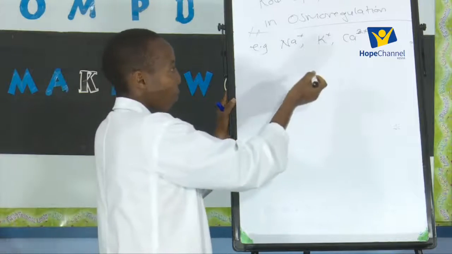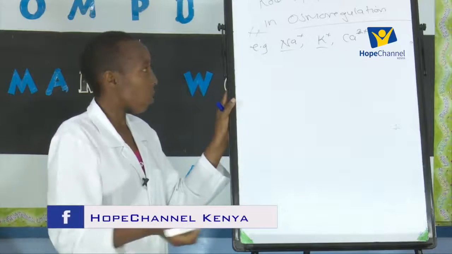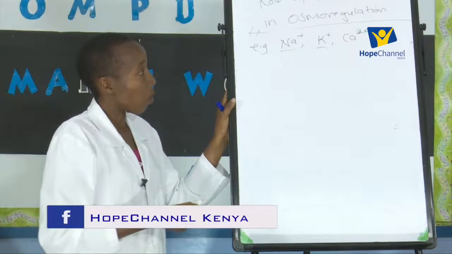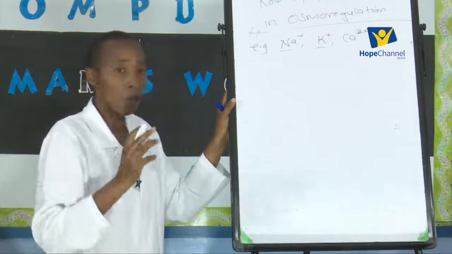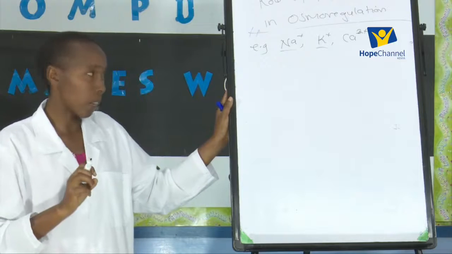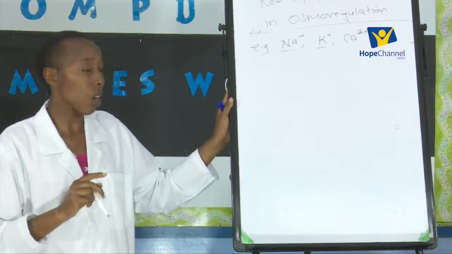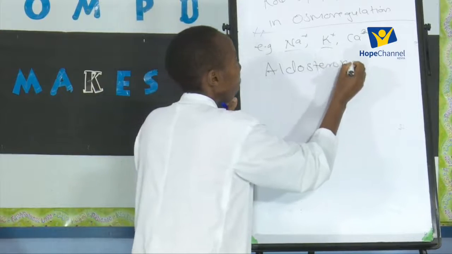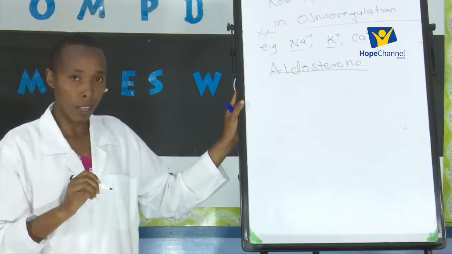For example, we ask ourselves, do we need sodium ions? Yes. Do we need potassium ions? Yes. Where do we apply them? For example, potassium and sodium ions are used in nerve transmission. Calcium ion is also very important in blood clotting. So we need to balance the amount of these ions in the blood or in the body fluids because they affect the osmotic pressure. Now, the kidney does this by the use of a special hormone known as aldosterone. Aldosterone is a hormone that is produced by the adrenal glands.